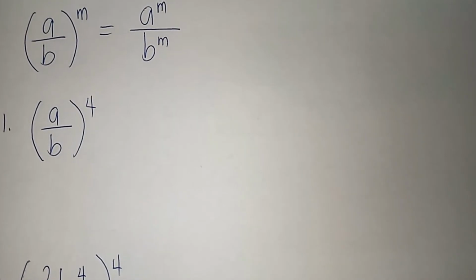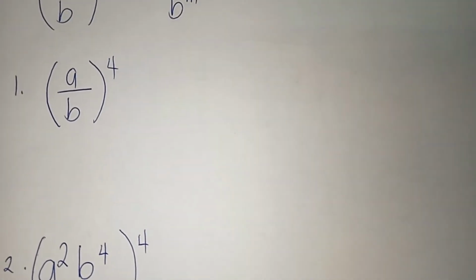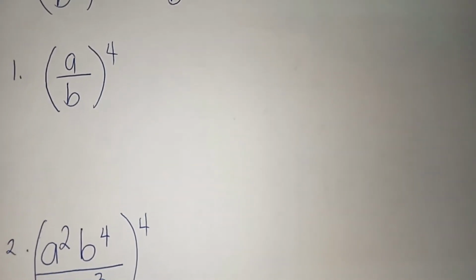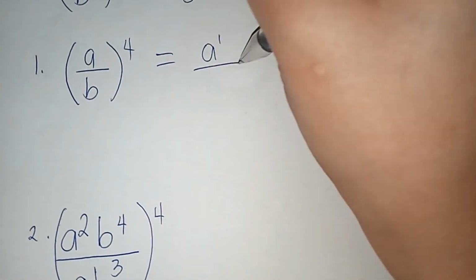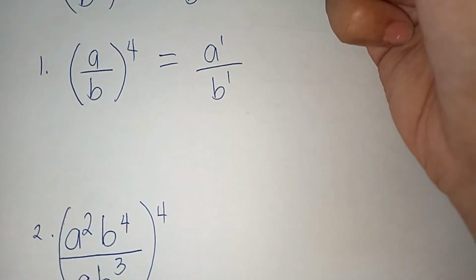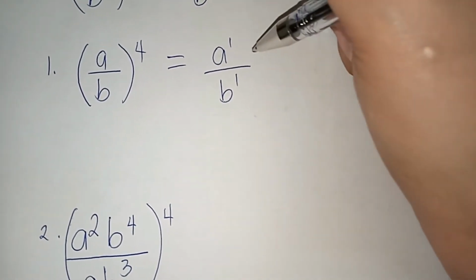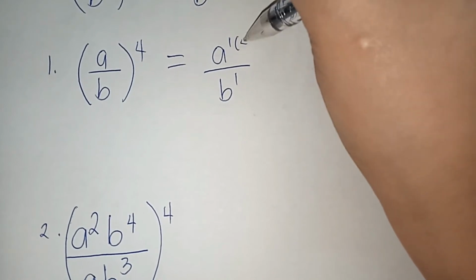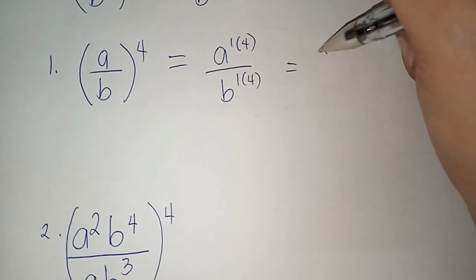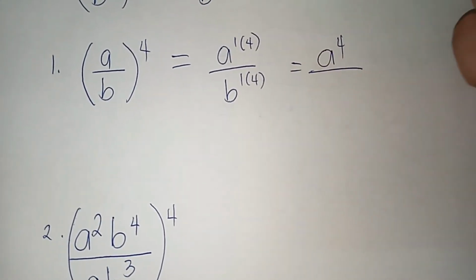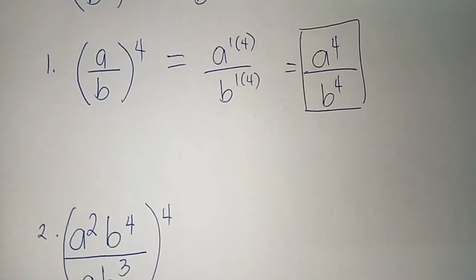Okay? So, let's try number 1. For the first example, we have the quantity of a over b raised to 4. And again, ang a po natin ay may power na 1, imaginary 1. The same with b raised to 1. And then, ang next natin gagawin is to multiply them, the exponent of them, into 4, yung exponent sa labas. Okay? So, 1 times 4, that would be 4. So, a raised to 4. 1 times 4 again is 4. So, b raised to 4. And that would be your final answer.